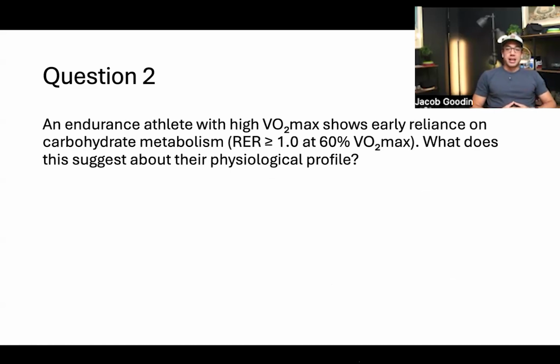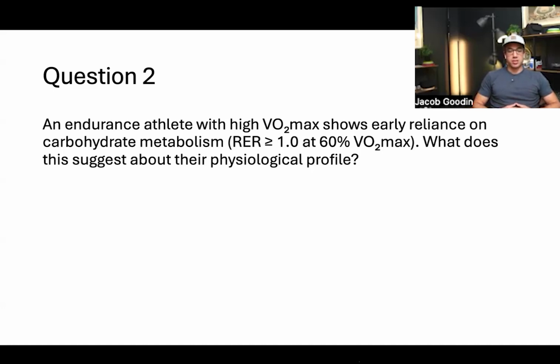An endurance athlete with a high VO2 max shows early reliance on carbohydrate metabolism. Okay, so this means that early in their training or their competition, they're switching from more fats to more carbohydrate. RER, which is a measure of the ratio of substrates used for utilization of energy, their RER is over 1 at 60% of VO2 max. Okay, an RER of over 1 means a reliance on carbs. Under 1, like 0.9, 0.8, maybe even 0.7, means that you're more relying on fat oxidation and you're fat adapted.